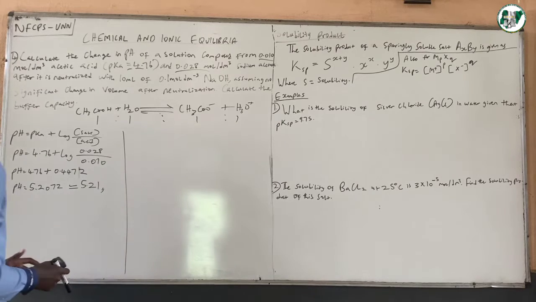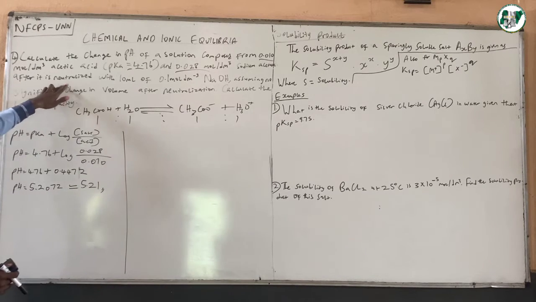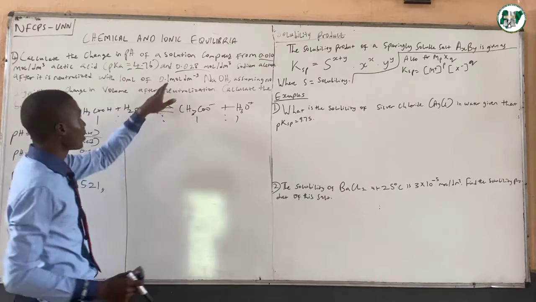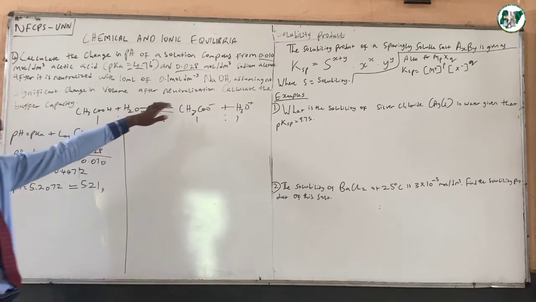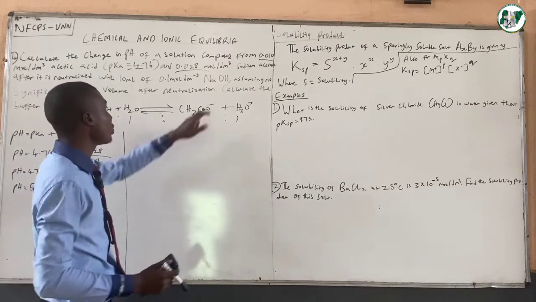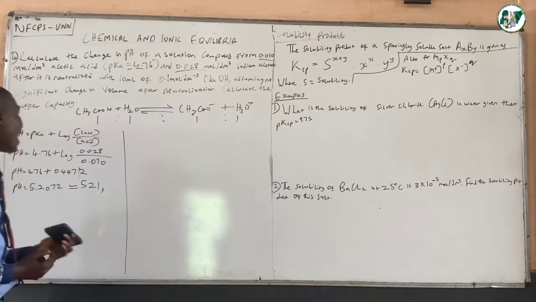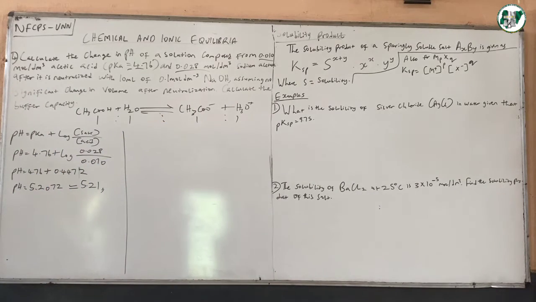And then the question says we should calculate the change in pH of the solution when it is neutralized with 10 ml of 0.1 mole per dm cube. So this particular one is capturing a neutralization reaction that is occurring due to the addition of sodium hydroxide. So let us calculate the number of moles of sodium hydroxide that is being added.